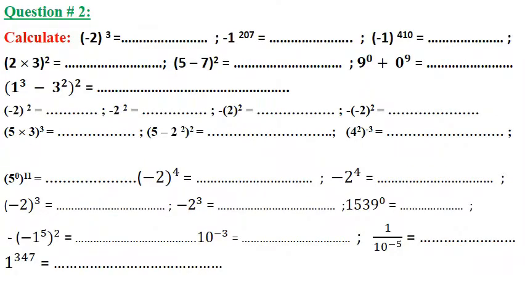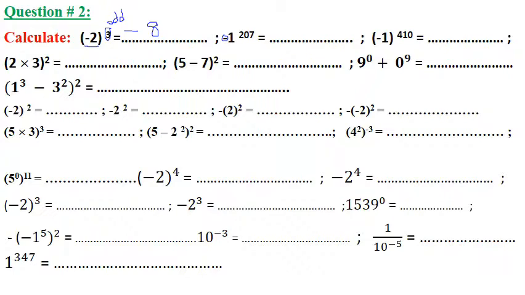Here we should calculate these exponents. If you can see here, we have a negative base. When we have a negative base, we look at the exponent. The exponent is odd. 3 is odd. When the exponent is odd, my answer will be negative, and 2 cubed is 2 times 2 times 2, which is 8. So it's negative 8.